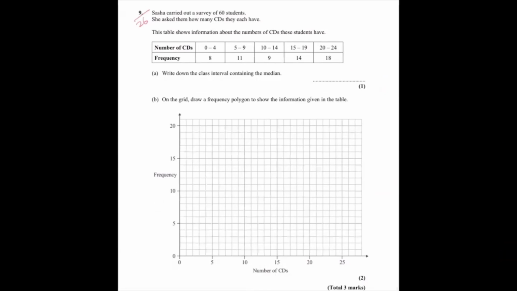Okay, our next question, again, a crossover question, is asking us to write down the class interval containing the median, and then we're going to be drawing a frequency polygon. Now, the median we know means middle. To get to the middle, we divide by 2. We've been told there's a total of 60 students, so 60 divided by 2 is equal to 30. So we need to see where 30 is.